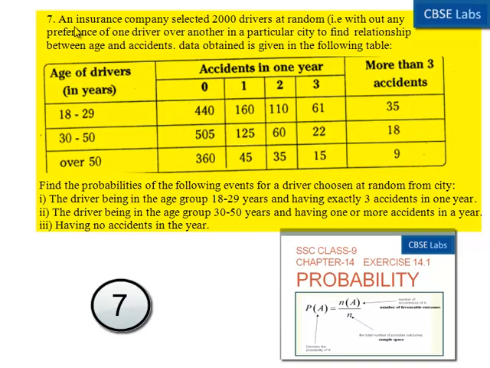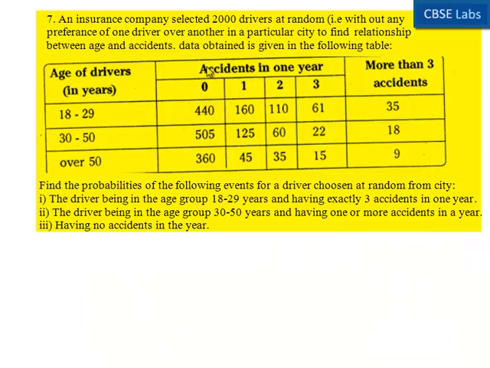Coming to the seventh problem, an insurance company selected 2000 drivers at random, that is, without any preference of one driver over another, in a particular city to find the relationship between age and accidents. The data obtained is given in the following table. In the first column, the age of drivers is given, which is 18 to 29, 30 to 50, and over 50.